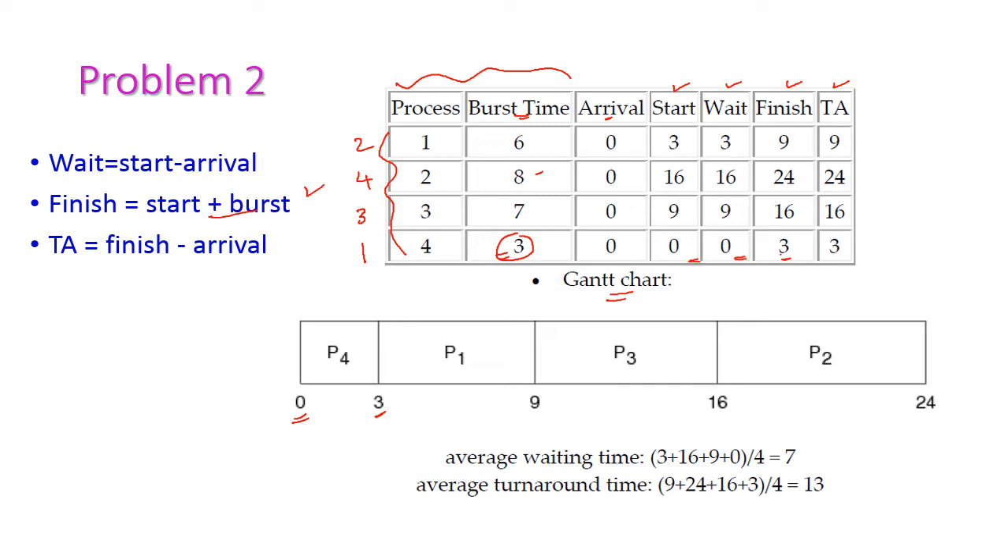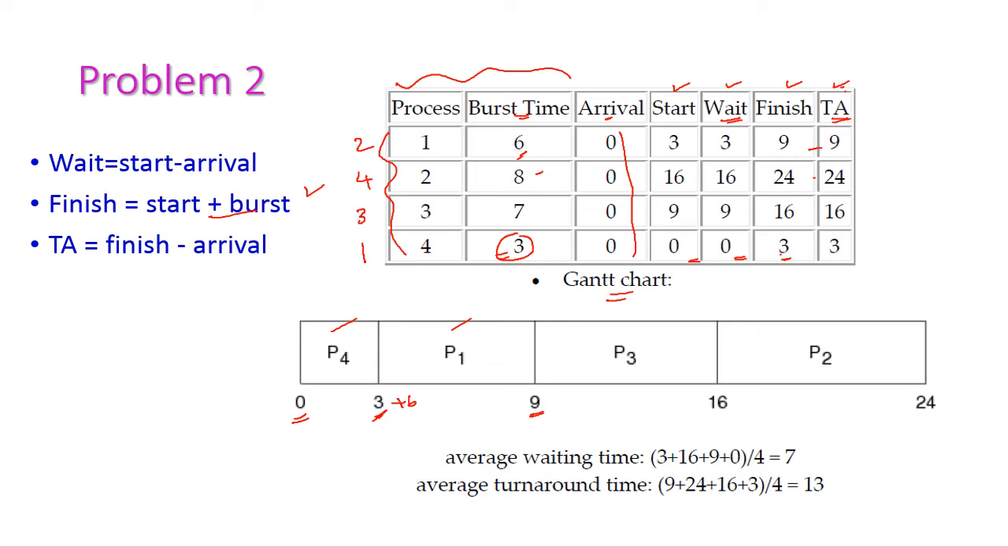Here all the arrival times are 0, hence the start time is equal to waiting time, and the turnaround time is equal to finishing time itself. Everything will be the same. Okay, so the P4 will execute first. After that P1 will start its execution at P3. The burst time is 6, so 3 plus 6, which is equal to 9.